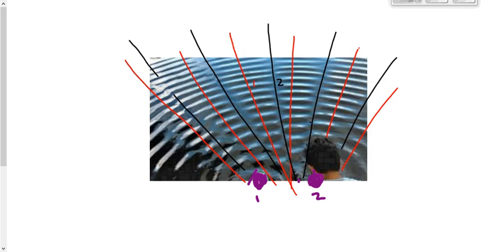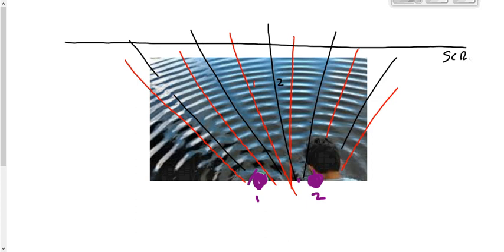So what we do now is introduce a screen up here. We don't need a screen for interference of water waves because we can see the water waves. But if we want to see the light interference, then we need a screen.